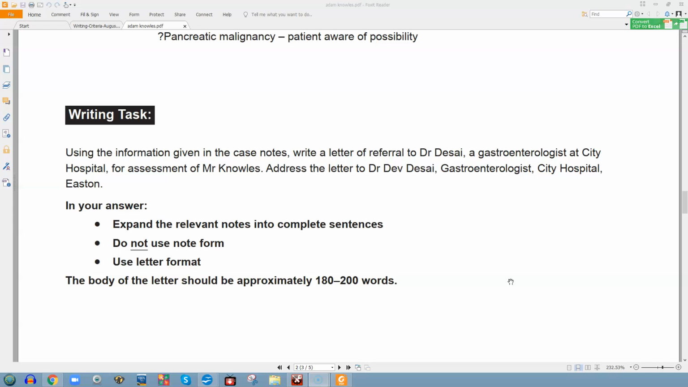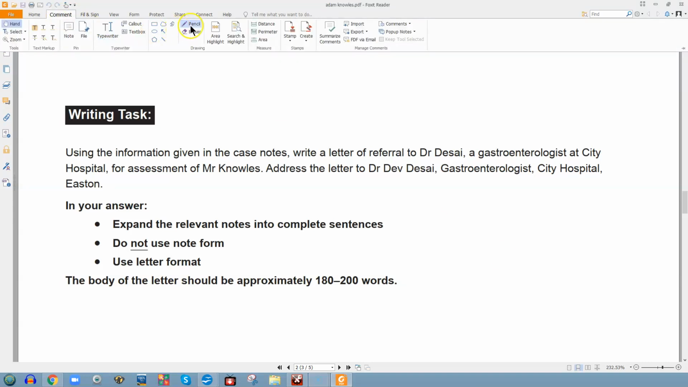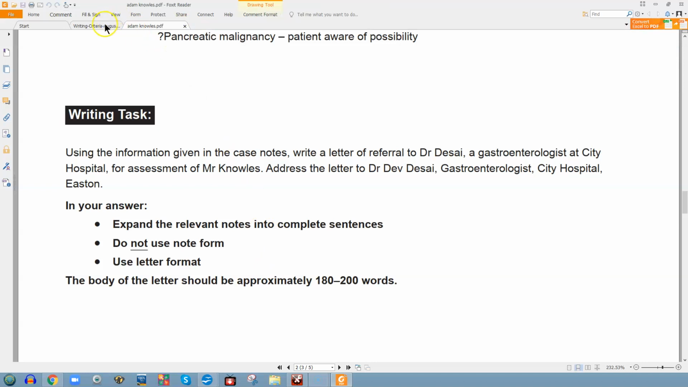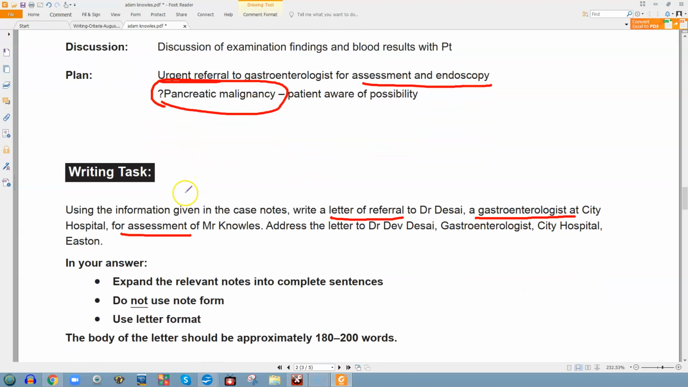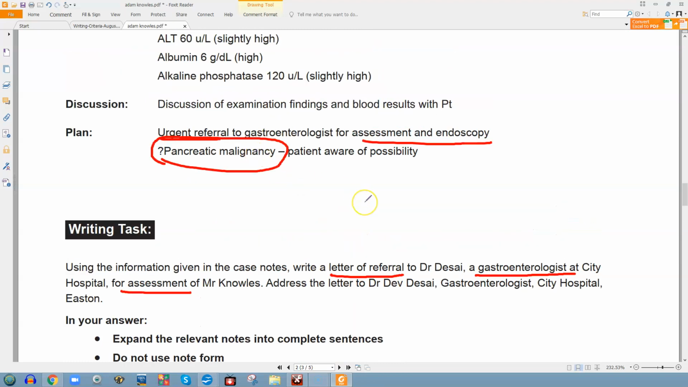So, go to the task first, as always. Let me get my pen. And I've got the criteria here, so I'll show you what I mean. So, we're writing a referral to a gastroenterologist, assessment of Mr Knowles. It's the plan: urgent assessment, endoscopy, possible pancreatic malignancy. Okay, so we know who we've got to write to, what type of letter, and what it's about.